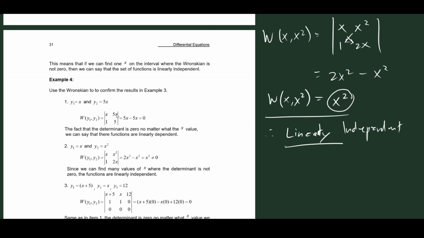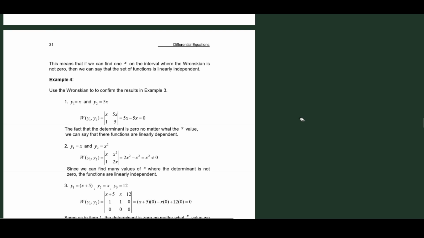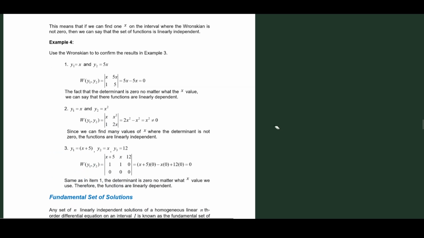Okay? So that's it. If you can find just one x value in the interval where the Wronskian is not equal to 0, then that is automatically linearly independent. So the indication would be the Wronskian is not identically equal to 0. But you also have to be mindful of the interval, because not all intervals are negative infinity to positive infinity. Okay, so let's do the third one.